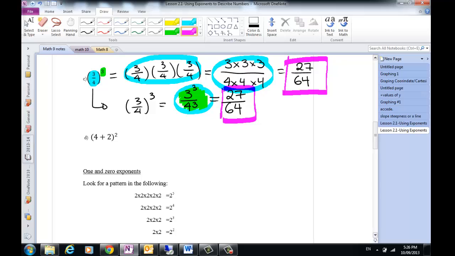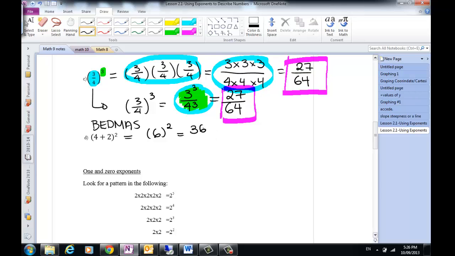Alright, let's do D. Now, I'm going to show you two ways with D. The first way, we love BEDMAS. It doesn't go away. So the first thing, as soon as I get to this, I should be saying to myself, look inside the brackets, what can I simplify? I've got addition, I'm going to simplify that. 4 plus 2 is 6. Nothing happens with the exponents yet. Now all I have left is the exponents, and therefore I can rewrite this as 36.